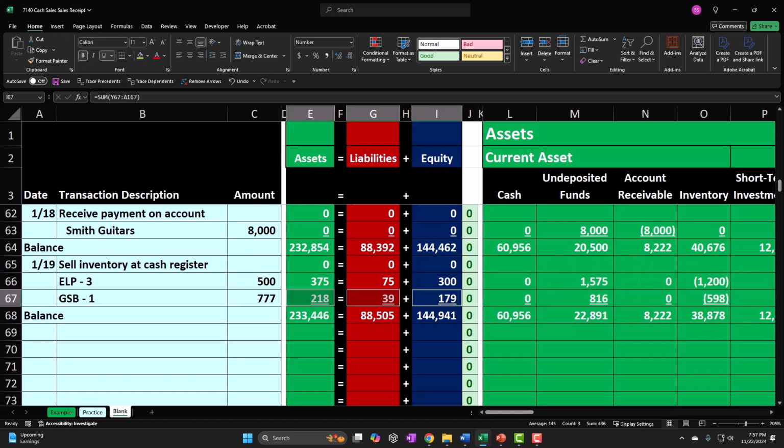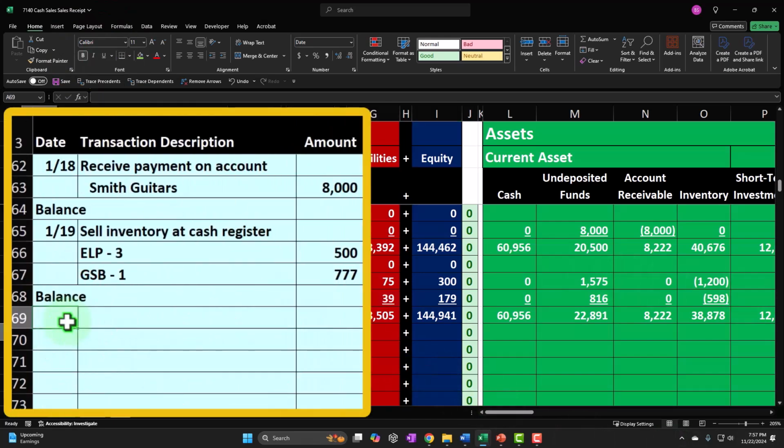All right, let's do it one more time. That was good times. Let's do it one more time. This one will be easier though, because I'm going to say on 119, what if we just sold something at a cash register that wasn't inventory? Like you're at a restaurant or something like that. Or in our case, we gave guitar lessons or something. So they came in and we gave them a guitar lesson workshop and we got paid at the same point in time.